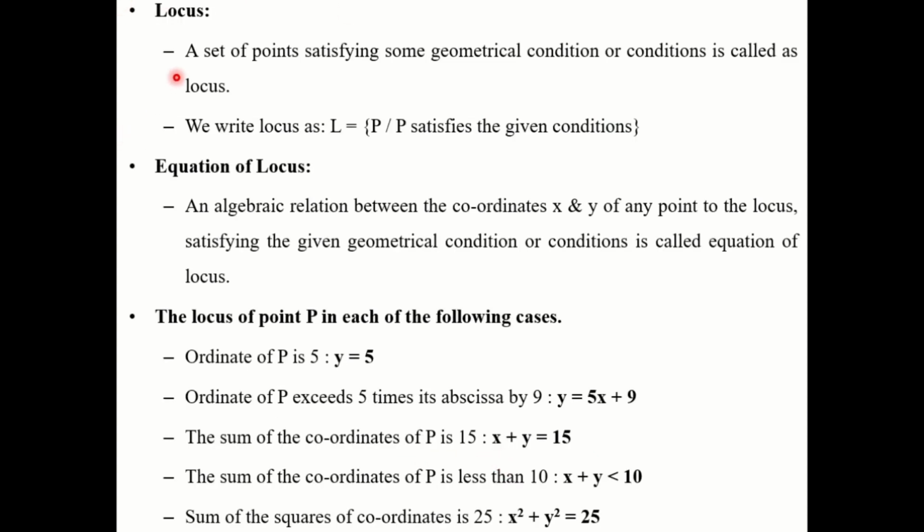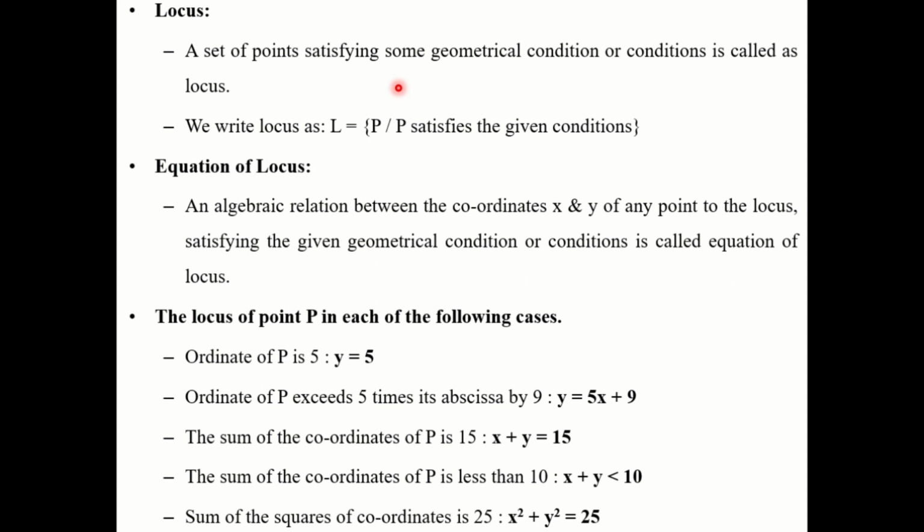See, what is meant by locus? Locus is a set of points satisfying some geometrical condition or conditions. For example, a straight line is also a locus. A straight line is a locus of points such that the slope of every segment joining two distinct points on the locus is the same. That set of points we call a straight line.